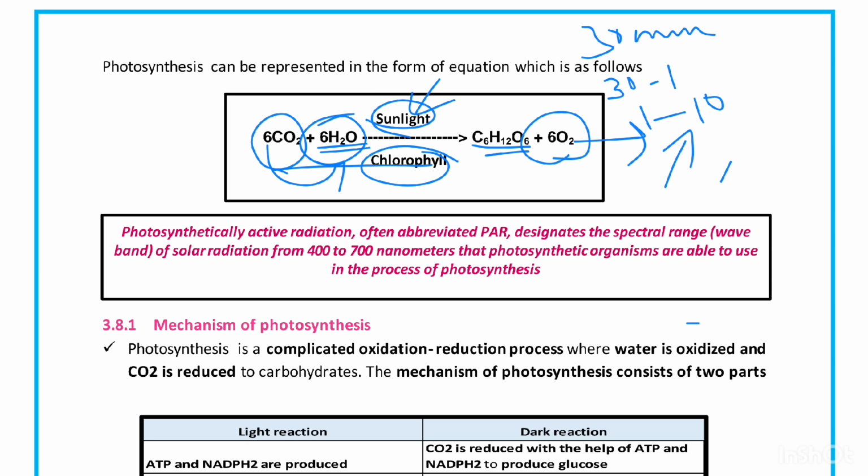Basically, wavelength is the distance traveled by light from this point to this point, to complete one cycle. This particular distance is called one wavelength. This is denoted by lambda.